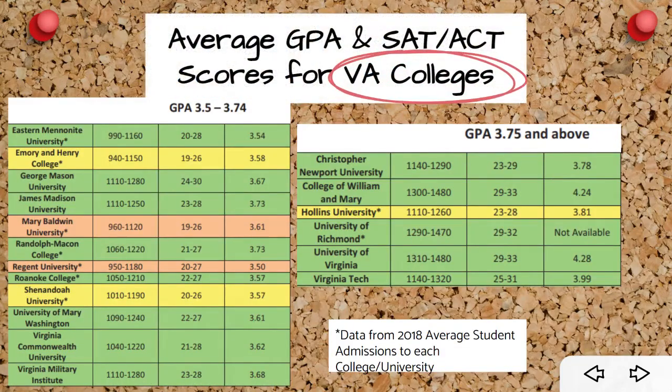Here are some other colleges in Virginia. Here's a very popular one, Regent University. It's right down the street from us. They want a 3.50 grade point average to get in. Over here, we have College of William and Mary. They want a 4.24 grade point average to get in.